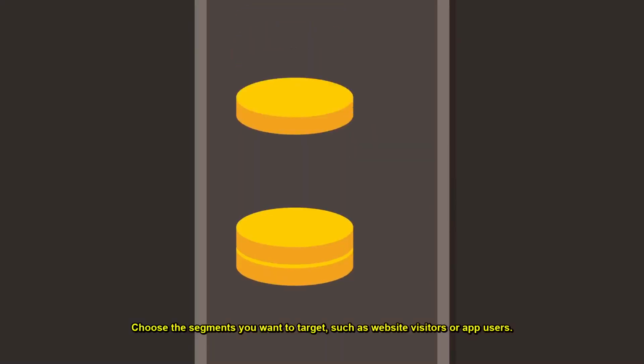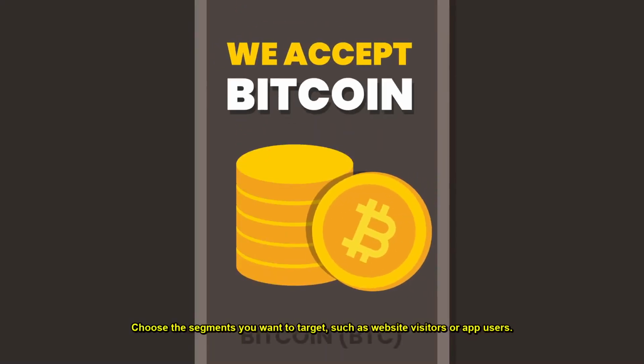In the Audiences section, click the Create Audience button. Here, you will be able to define the audience parameters for your campaign. Choose the segments you want to target, such as website visitors or app users. Once you have defined your audience, click Create.